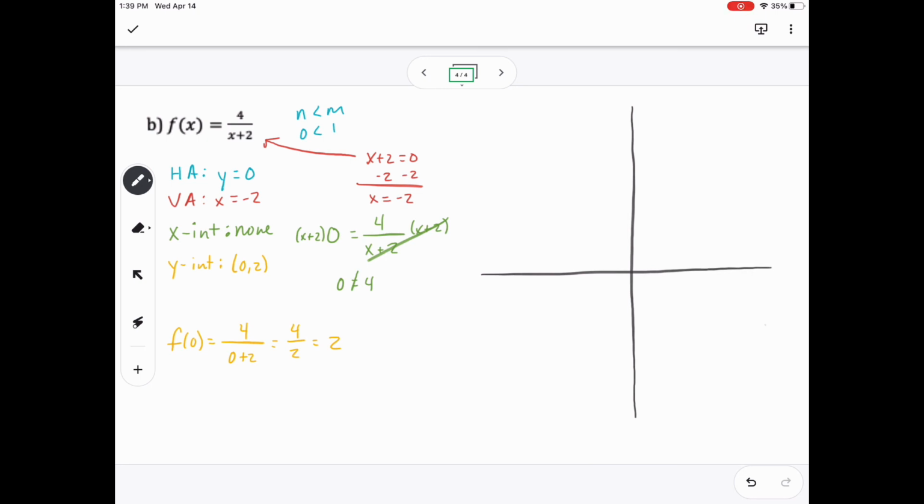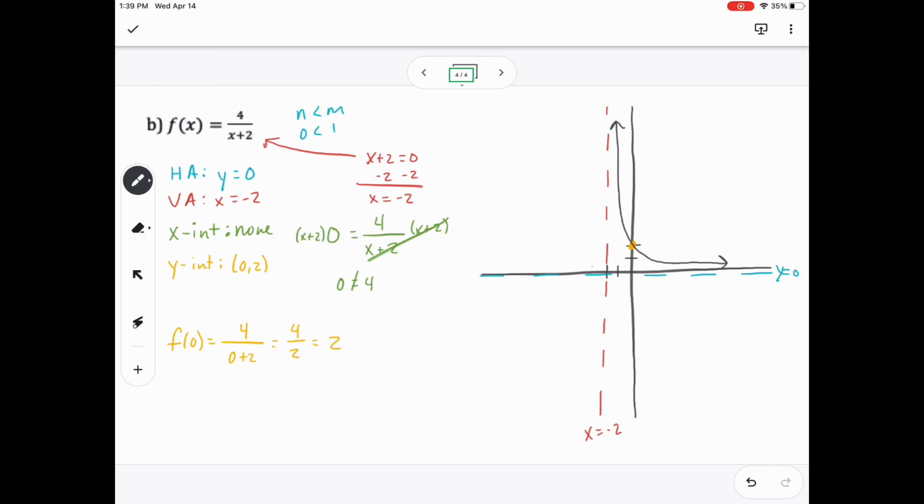I'll graph x equals -2 for my vertical asymptote, and y equals 0 for my horizontal asymptote. Remember to label your asymptotes as well, so I can kind of see it. And then no x-intercept to graph, so I know I'm not going to cross that. I'll graph the (0, 2). So in that top right corner that we kind of make, that's good enough to be able to graph that portion.